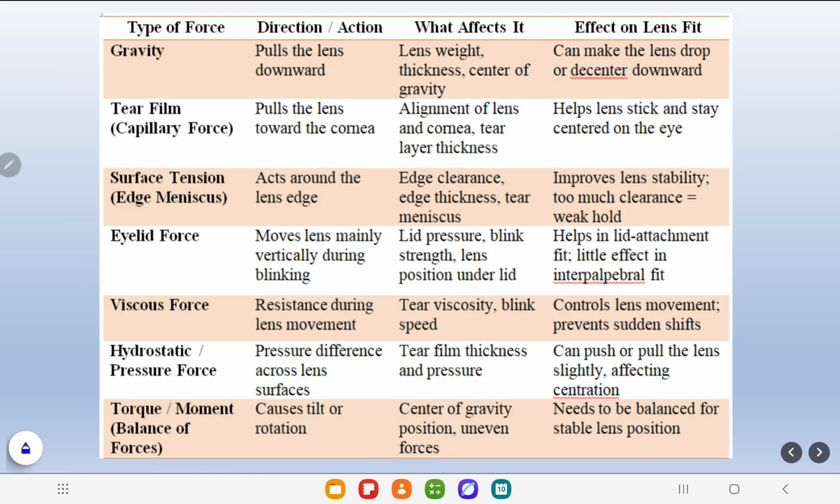So I'm going to discuss a few things that we have already covered, just as a summary. I'll talk about the forces first. There are seven types of force we have discussed: gravity, tear film capillary force, tear surface meniscus force, eyelid force, viscous force, hydrostatic pressure force, and torque or moment of balance force. I want you to pause the video and review these things for the summary.